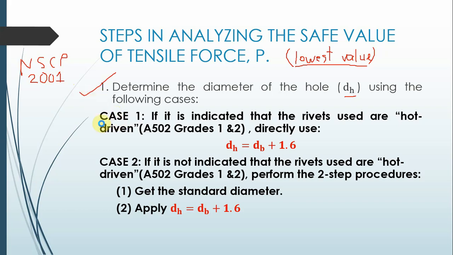So case 1: if it is indicated that the rivets used are hot driven, or it indicates A502 Grade 1 or A502 Grade 2, directly use this one: D sub H equals dB plus 1.6, where dB is our diameter of the bolt or diameter of the rivets used. It will specify the diameter. Then, if it is hot driven, we use 1.6.